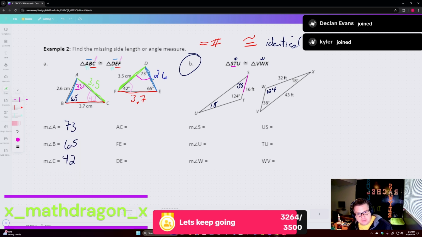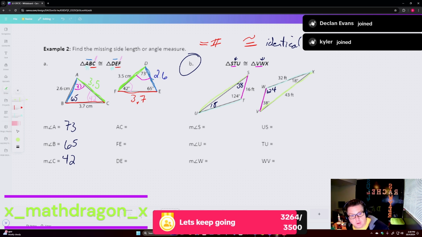And ST is going to correlate with VW. TU is WX. And SU and XV. There we go. All right.